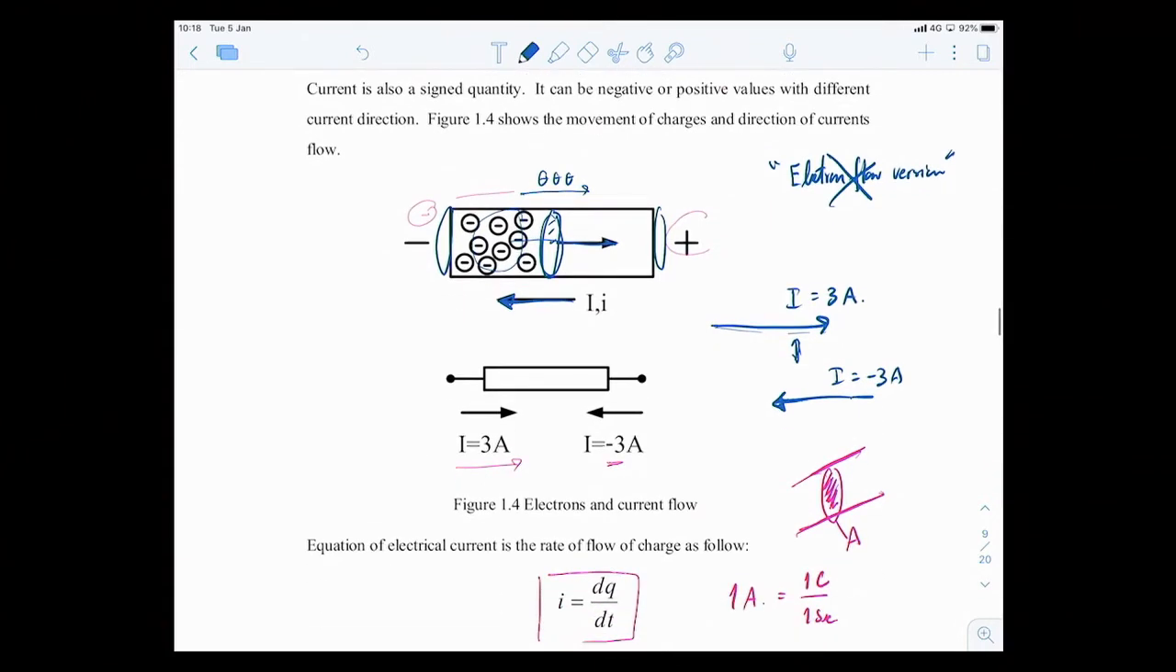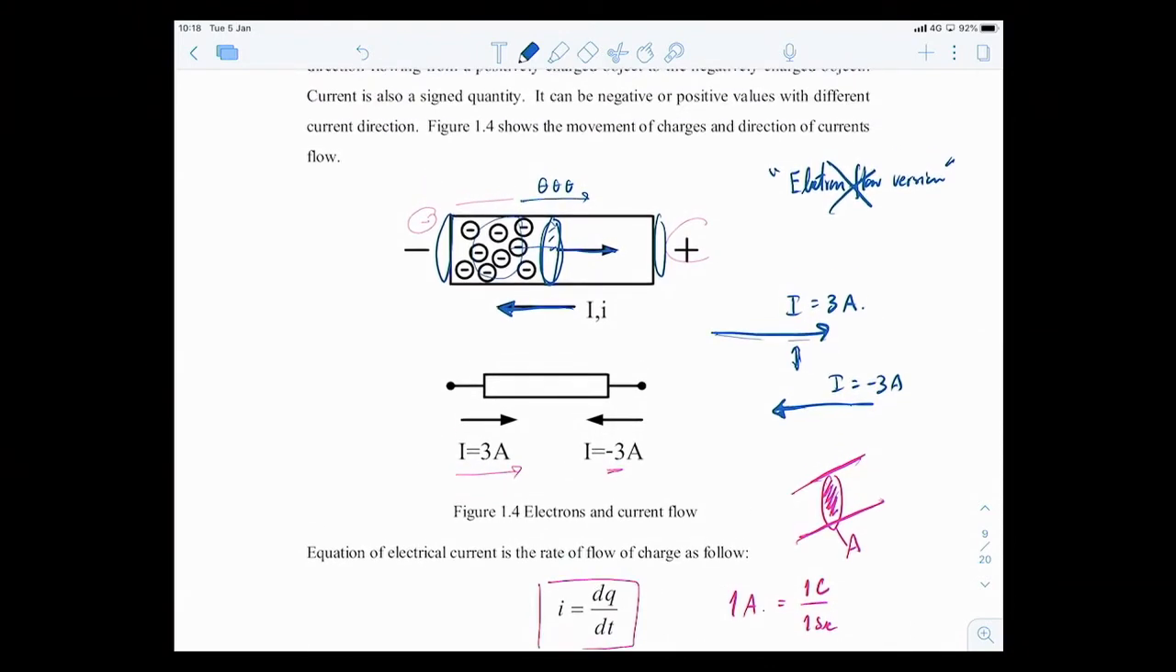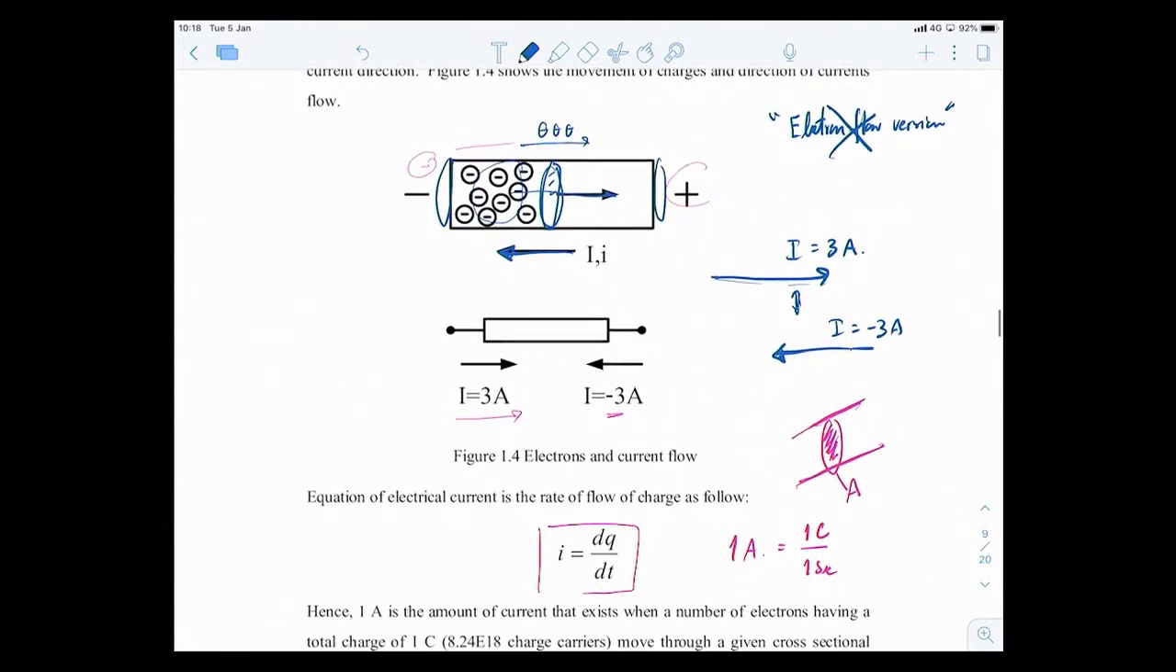Since current is the movement of charges, electrons, the definition of a current I is equal to dq/dt. In terms of units, 1 ampere can be interpreted as 1 coulomb of charge passing through a given cross section in 1 second. So that's 1 ampere.